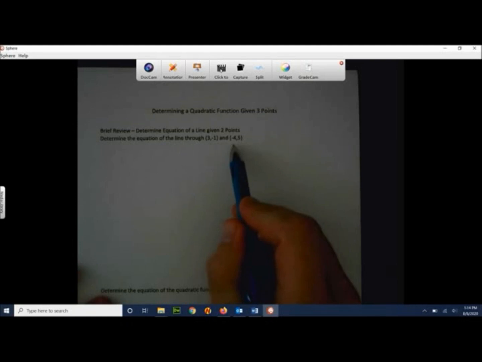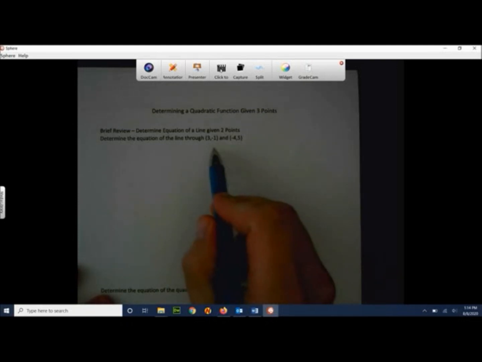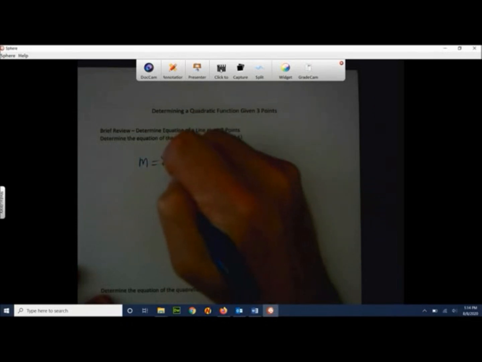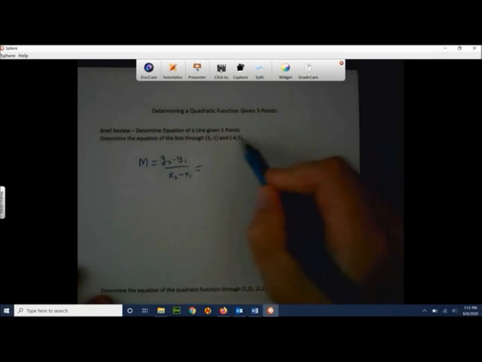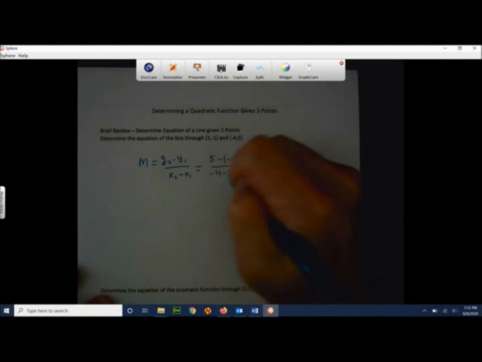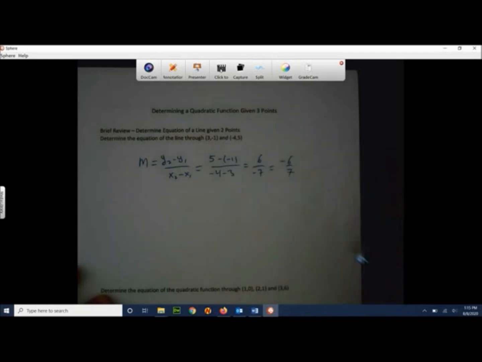Way back early in the semester, we learned how to find the equation of a line given 2 points. So let's do a quick review of that. To find the equation of a line, we first find the slope. We use y2 minus y1 over x2 minus x1. So we would have 5 minus negative 1 over negative 4 minus 3. That's 6 over negative 7, so we would write that as negative 6/7.